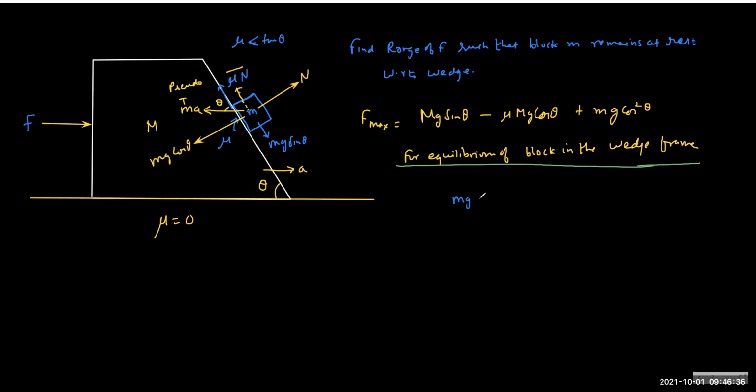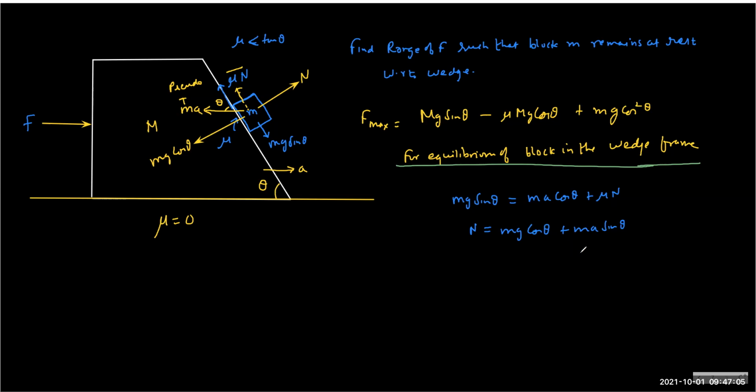So we can write mg sin theta is equal to ma cos theta plus mu N. And what is N here? N is mg cos theta plus ma sin theta.